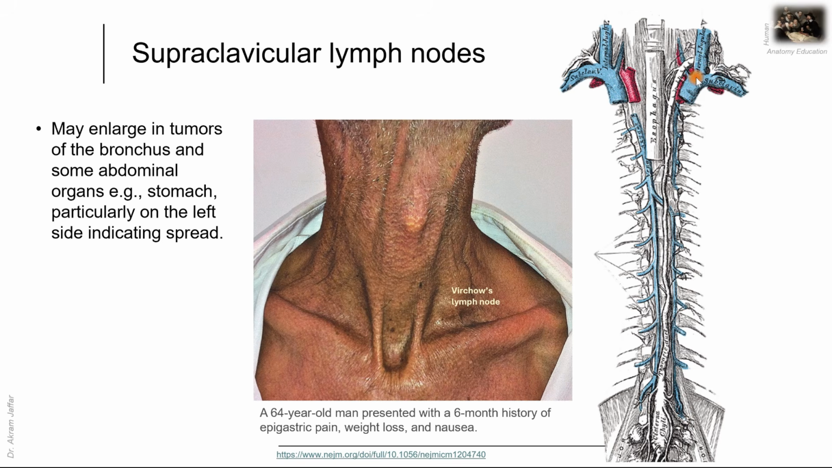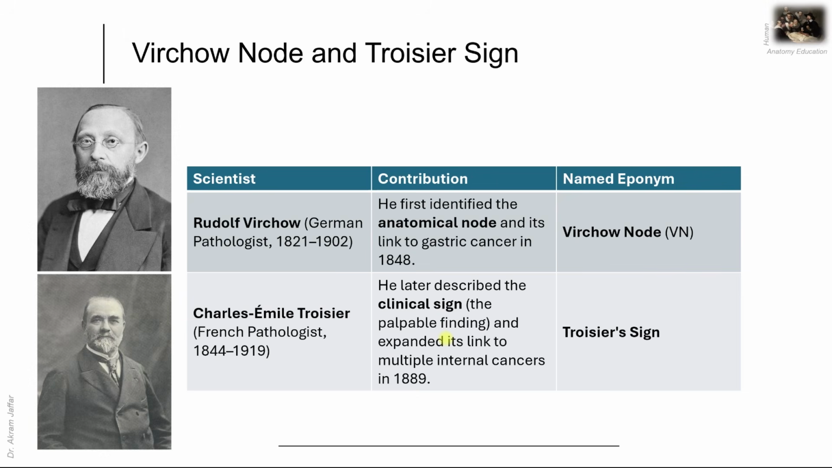These enlarged lymph nodes, like for example here in this patient, a 65-year-old man, presented with a 6-month history of epigastric pain, weight loss, and nausea. He was diagnosed to have a cancer in the stomach, but you can see here how these lymph nodes are enlarged. And these lymph nodes have a special name of the person who described this enlargement because of metastasis from a gastric tumor. His name is Virchow.